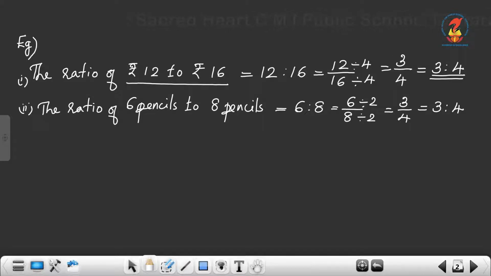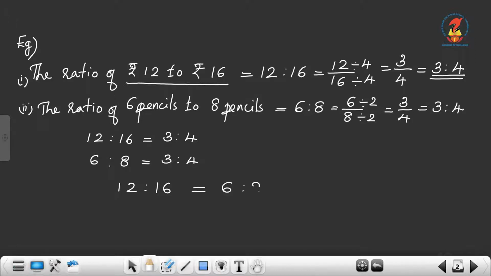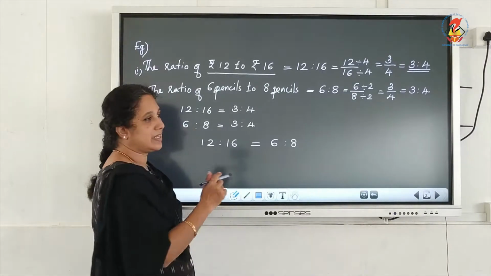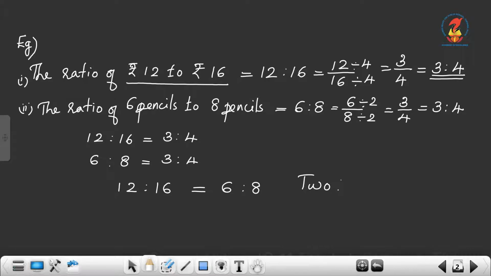Now look at these two examples. Here we got 12 is to 16, which is equal to 3 is to 4, and 6 is to 8, which is also equal to 3 is to 4. So these two ratios are equal. We can write 12 is to 16 is equal to 6 is to 8. Here the two ratios are equal.